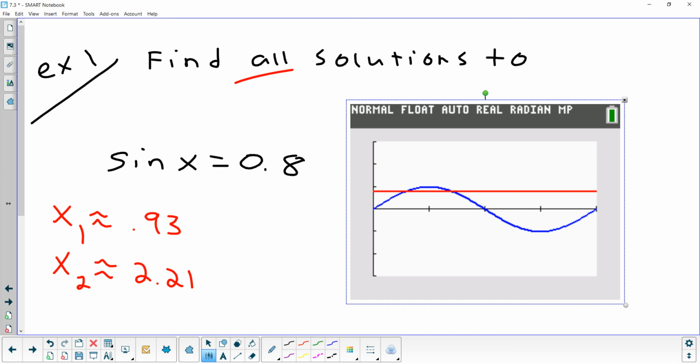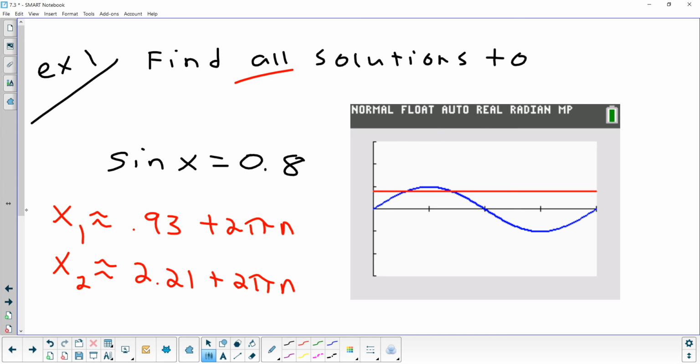If the directions said find all the answers from 0 to 2 pi, you'd be done. But it doesn't. It says find all. So how do I represent these two solutions repeating forever, left and right? Plus 2 pi n. And remember, what does n represent? Number of cycles, which has to be an integer. You can add 6.28 to any one of these numbers as many times as you want, and you'll get an answer in the next cycle. Okay, questions on that? So that's the basic idea of what we're doing. We're just going to start looking at equations that have a little bit more going on.